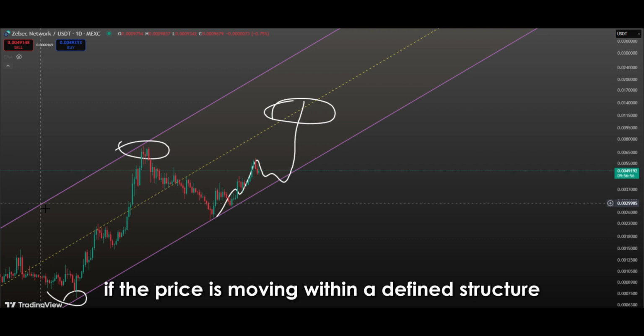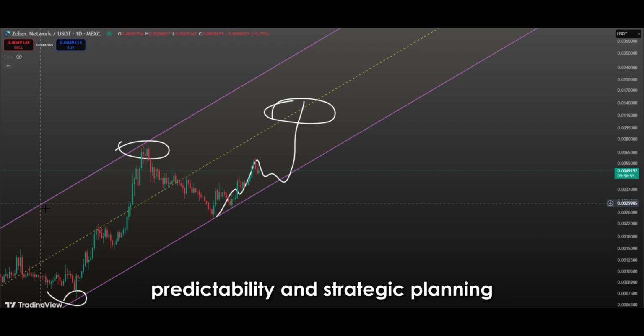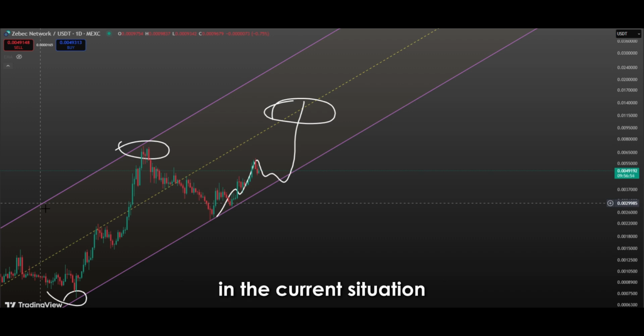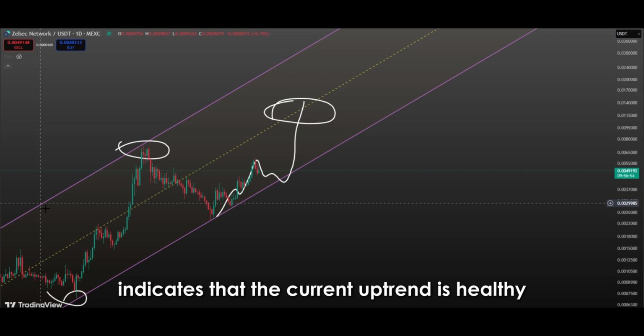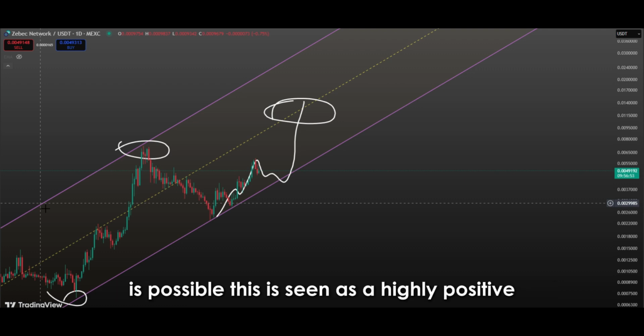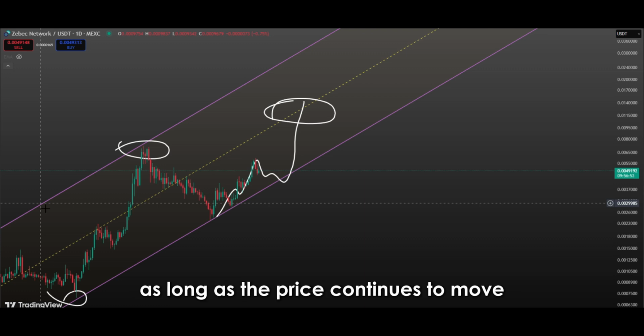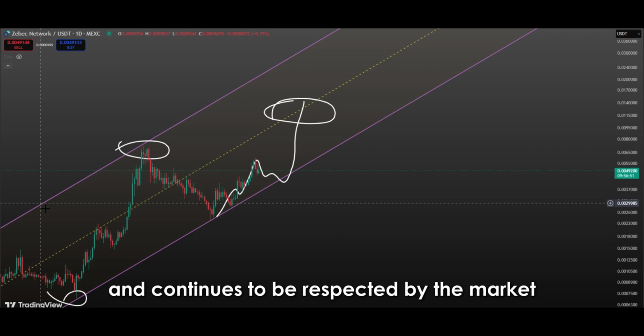If the price is moving within a defined structure that is providing strong technical signals, predictability and strategic planning become easier for the investor. In the current situation, the price bouncing from the lower band and heading toward the midline indicates that the current uptrend is healthy and that a potential move toward the upper band is possible. This is seen as a highly positive and promising development for investors. As long as the price continues to move within this technical structure, the ascending channel formation remains strong and continues to be respected by the market.